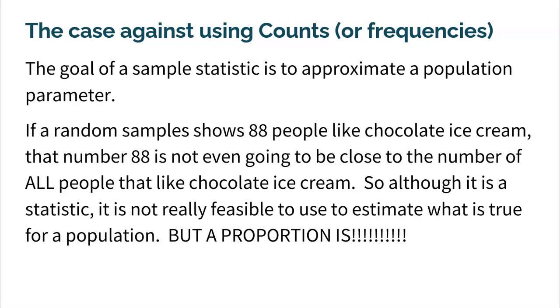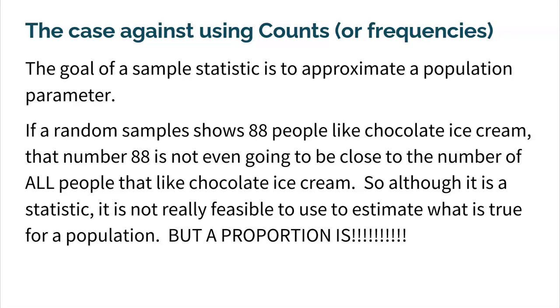Here's why. The goal of a sample statistic is to approximate a population parameter. So for example, if a random sample shows 88 people like chocolate ice cream, that number 88 is probably not even going to be close to the number of all people that like chocolate ice cream. Let's say your population is a couple hundred thousand people and you got 88 people in your small sample that like chocolate ice cream. There's no way that the 88 is going to be even close to the number of actual people that you would count in the population that like chocolate ice cream. That number could be well into the thousands.